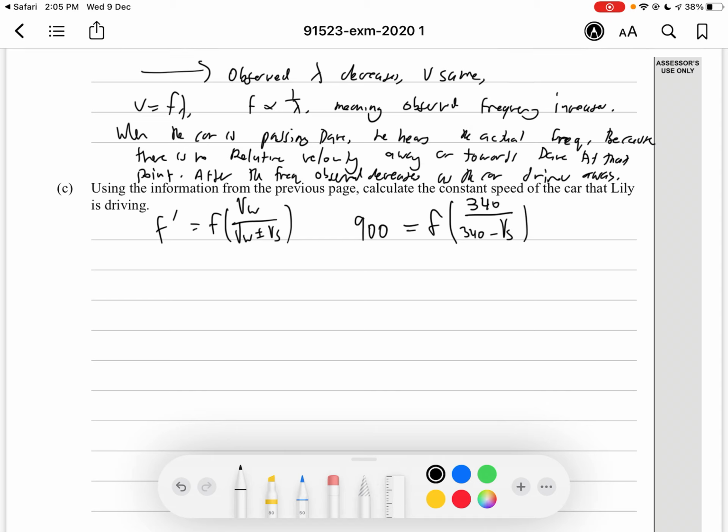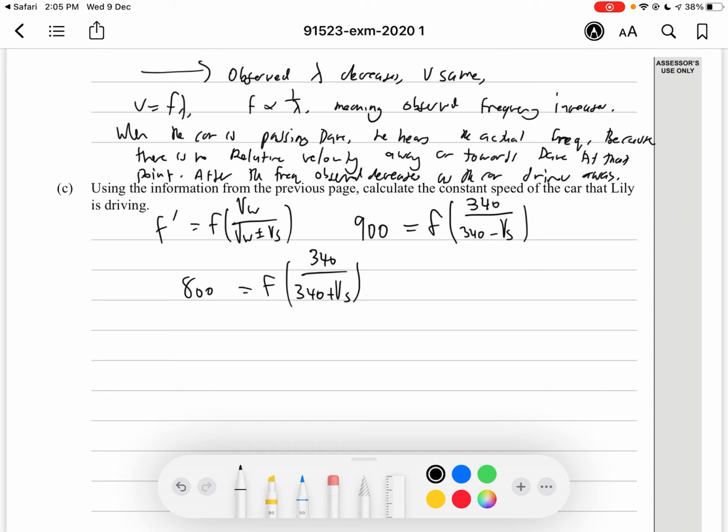When the car is driving away from Dave, we know that he hears 800. He hears a frequency of 800 hertz, and this equals the actual frequency, which we don't know, times 340 divided by 340 plus Vs as the car is driving away. Now we have two unknown variables, so individually we cannot solve these equations, we're just going to end up in a big loop.